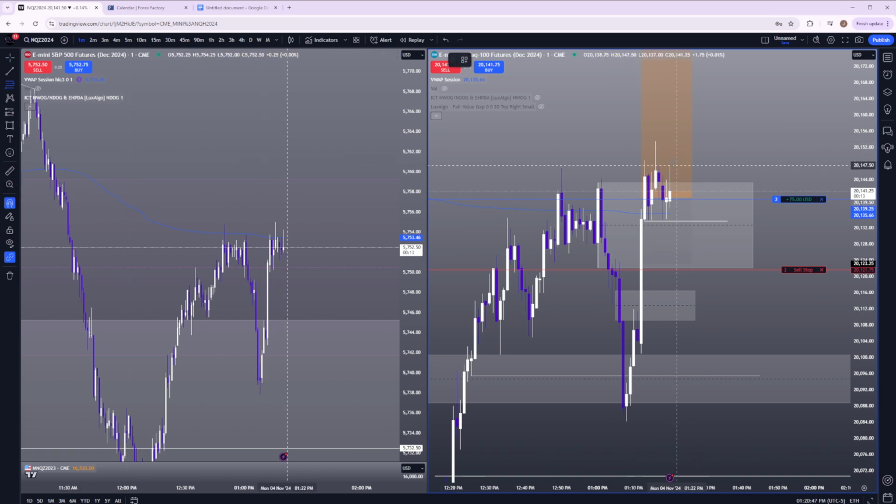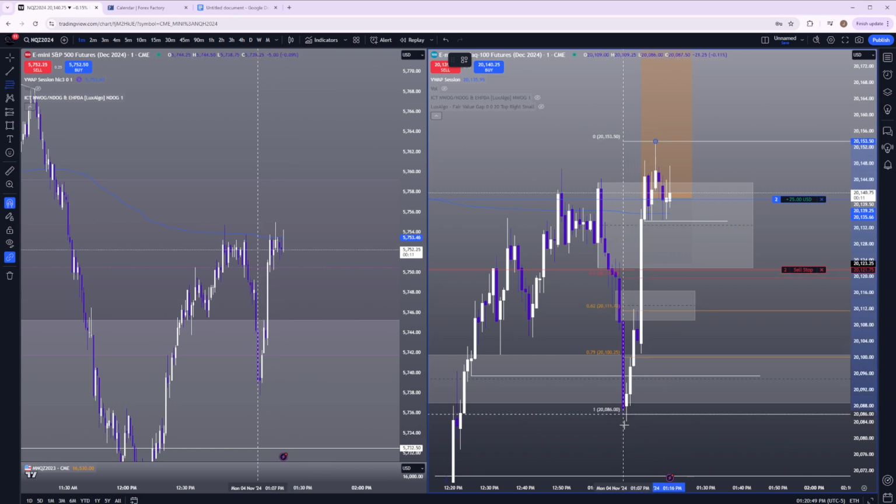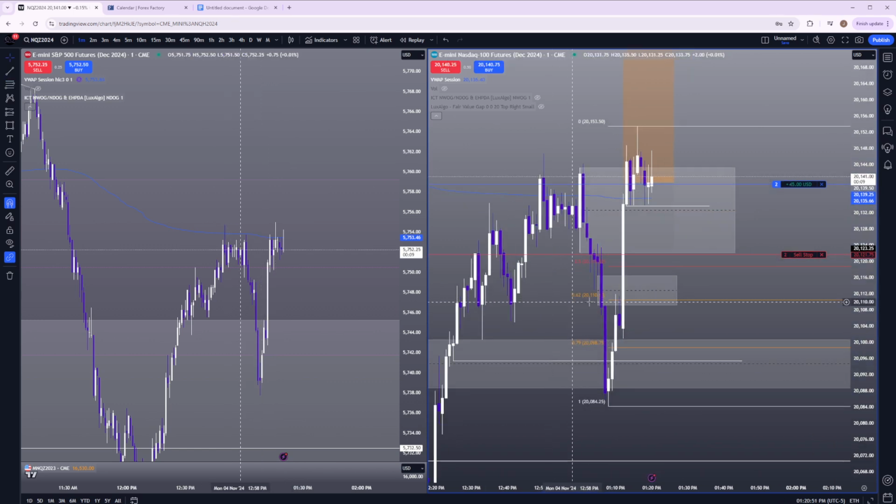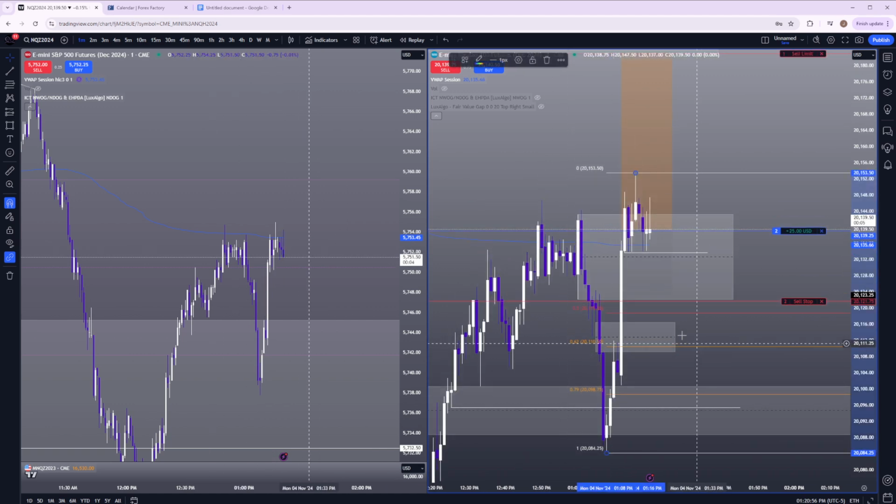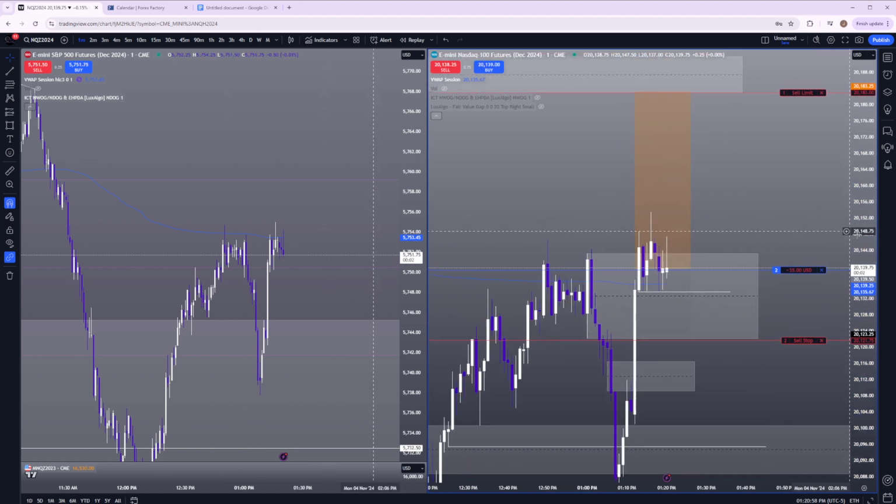And this is our power of 3 first distribution leg, so the only thing I don't want to see is us come back down to the OTE of this range right now, because then that means I would get stopped out. So let's see if the support can hold us right now.